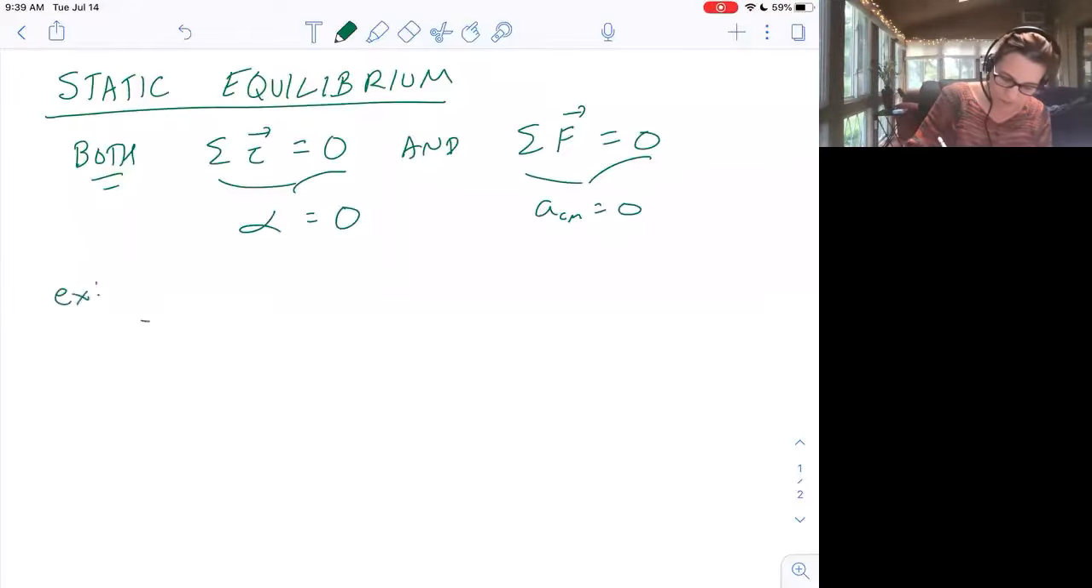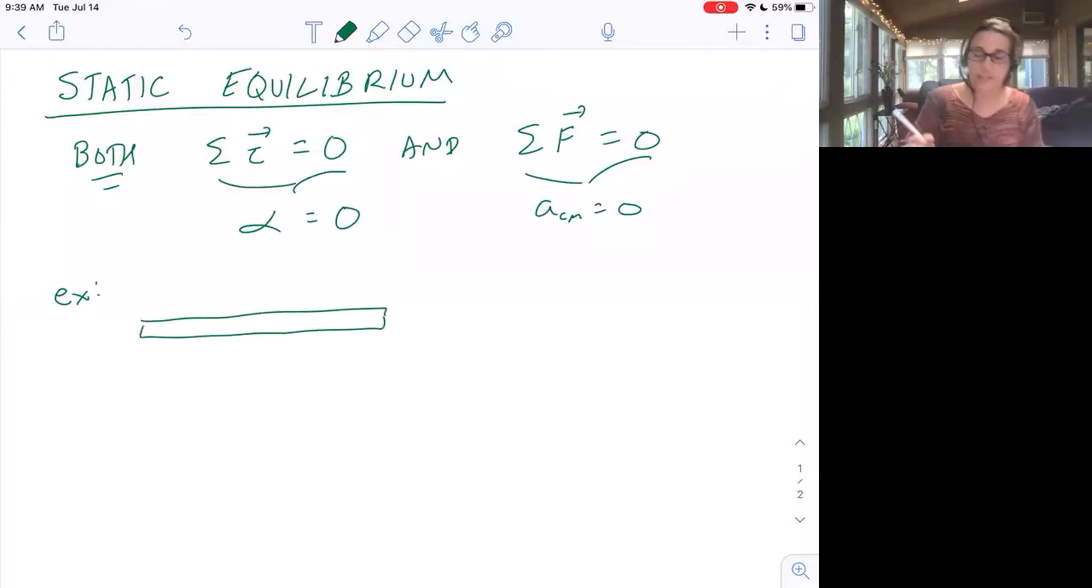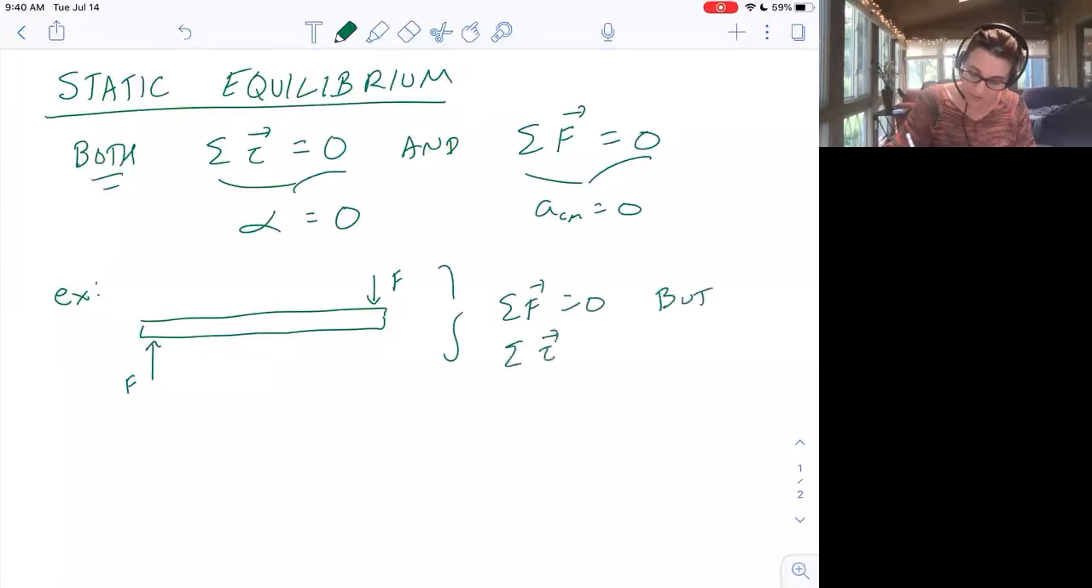For example, let's say that I have an object here, an extended rod, and it's just sitting on a frictionless surface. Then two people come up and they are going to push on it. Let's say that one person pushes over here with some force F, another person pushes over there with another force F. Well, what would happen to that rod? It would rotate. Its center of mass would not move, because the sum of forces is zero, but the sum of torques is not equal to zero. So that means that this is not in static equilibrium.